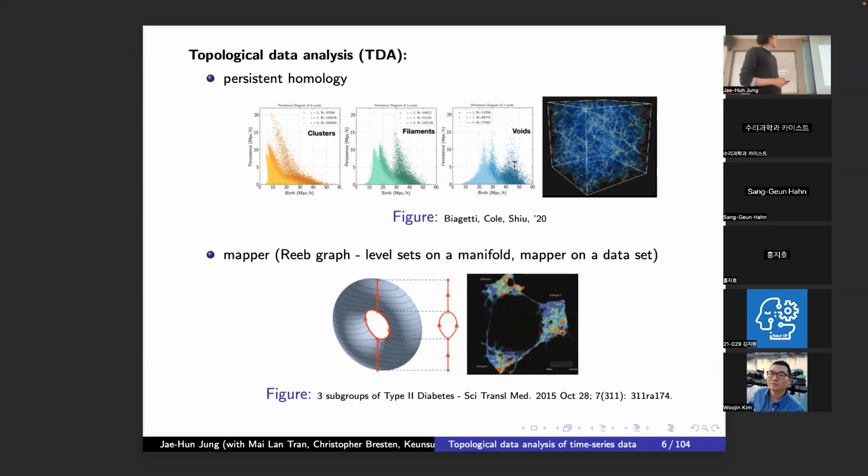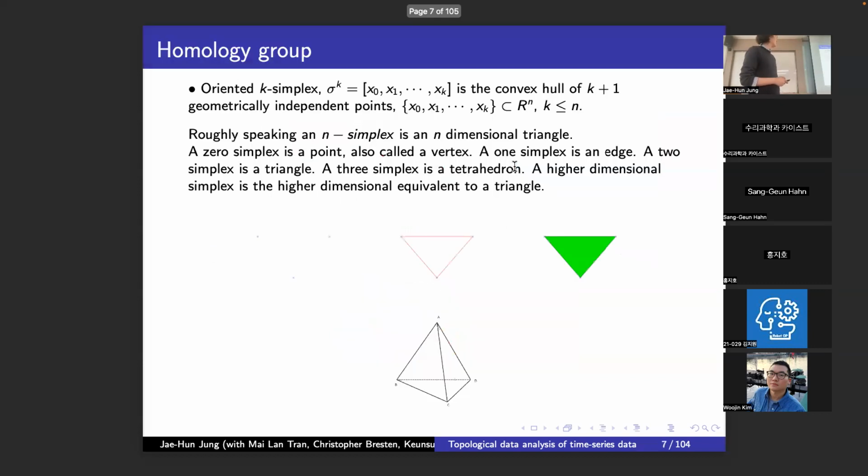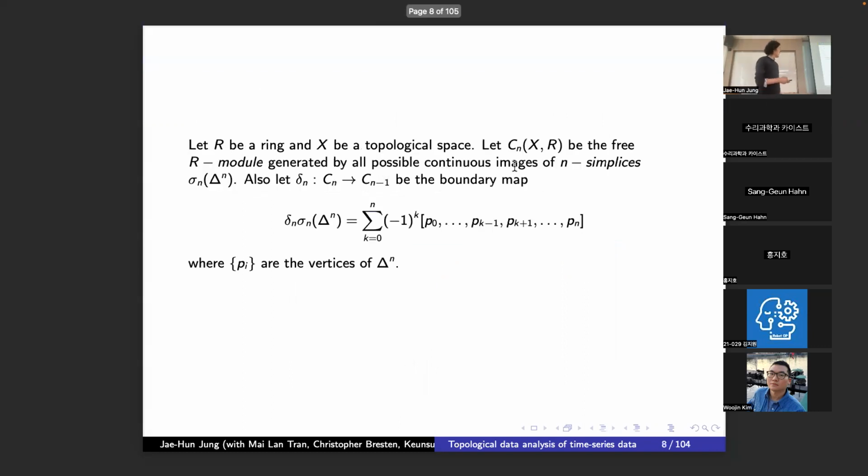Let me briefly explain the homology group, just in case. Suppose that we have oriented k-simplices: a zero simplex is a point, a one simplex is a line, a two simplex is a filled triangle, a three simplex is a tetrahedron, and so on, up to n simplex. Suppose that we have these simplices. Then we can think of this module C_n.